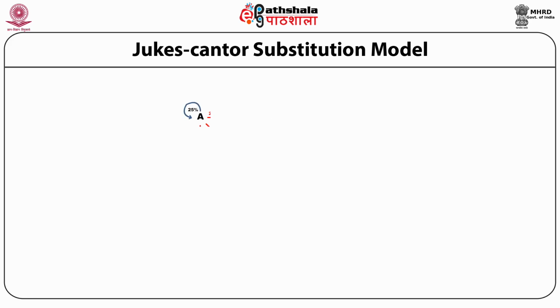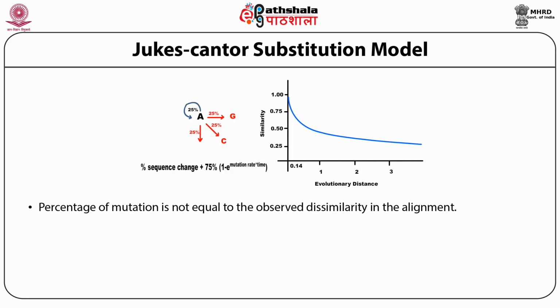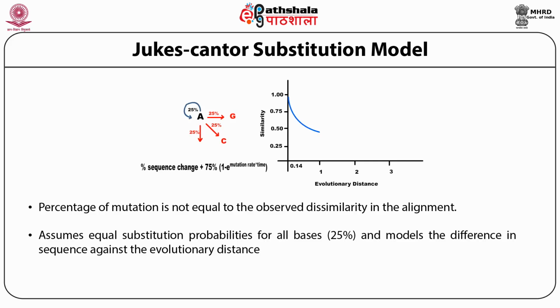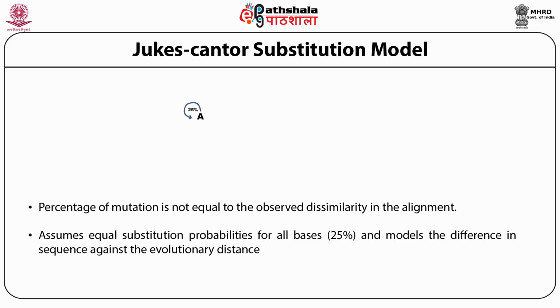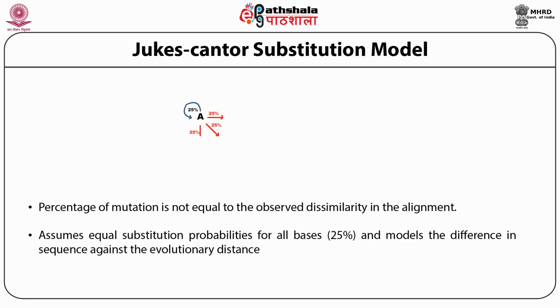Jukes-Cantor substitution model. In this model the percentage of mutation is not equal to the observed dissimilarity in the alignment. It assumes equal substitution probabilities for all bases, that is 25%, and models the difference in sequence against the evolutionary distance. That is what is shown in the graph: similarity index and its corresponding evolutionary distance. For example, from our similarity matrix, if we have a similarity index of 0.84, it shows a corresponding evolutionary distance of 0.14. Similarly, a similarity index of 0.77 will show a corresponding evolutionary distance of 0.52.